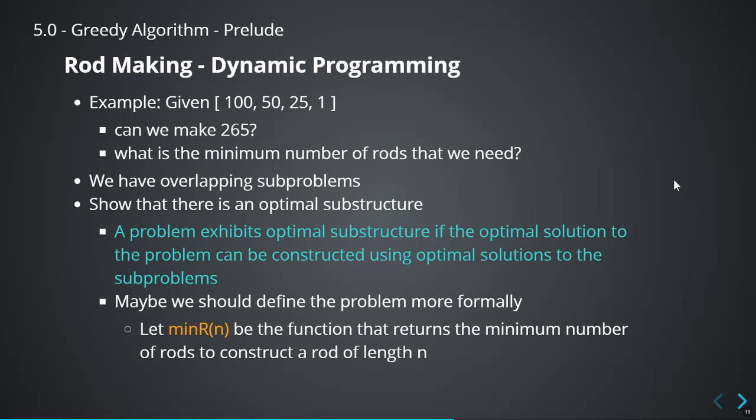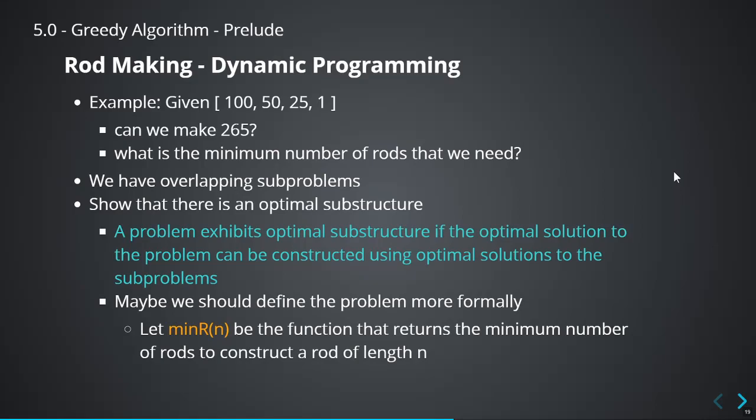Okay. So I need to formalize this a little bit to make it easier. Instead of F, which is too simple to use, I'm going to change the problem into minR, the minimum number of rods. So I'm going to say that minR(n) is the function that returns the minimum number of rods required to construct a rod of length n.